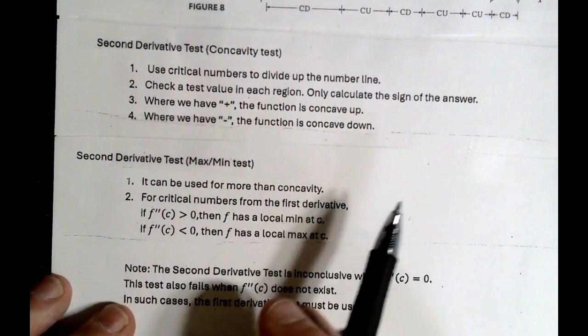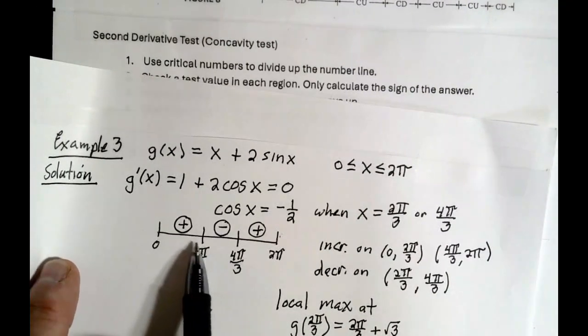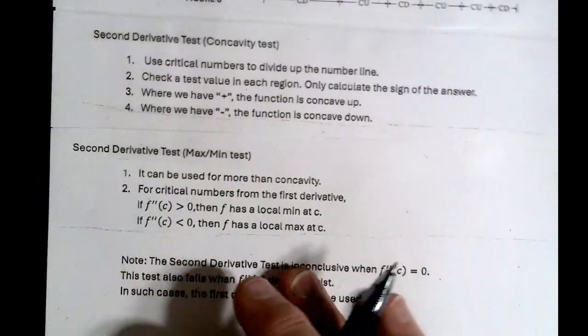Now, personally, I don't know why you'd want to use that technique, because you can just use the first derivative test, and you know where you have a max or a min already. But that is another way that the second derivative test can be used.